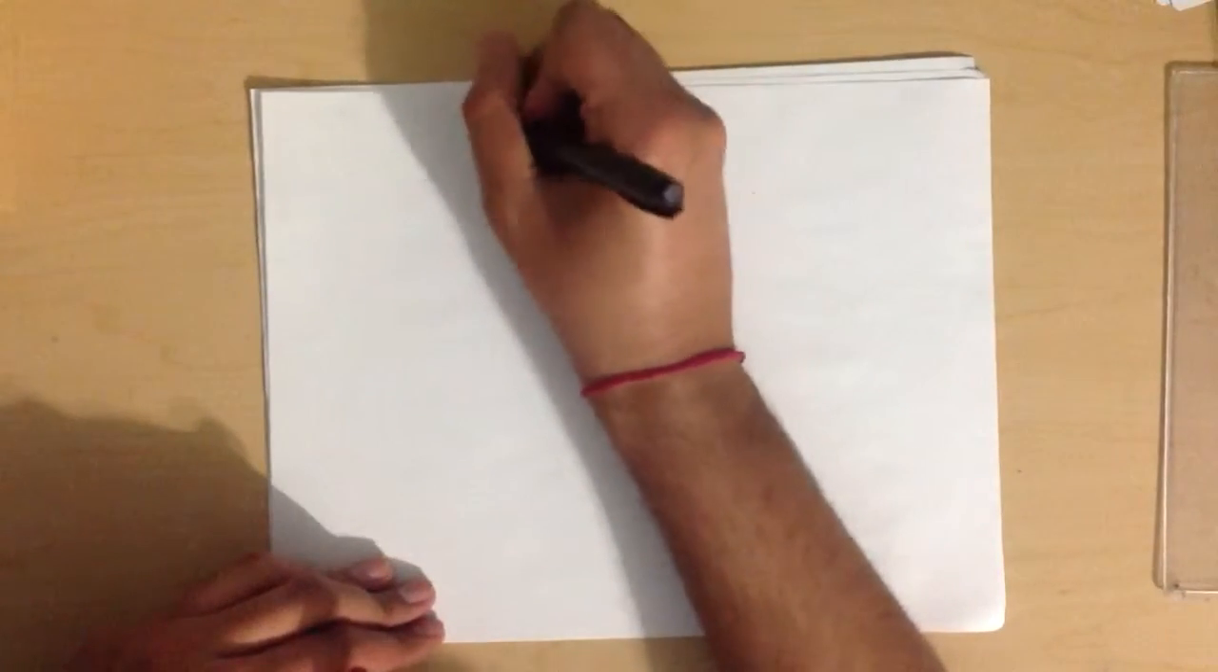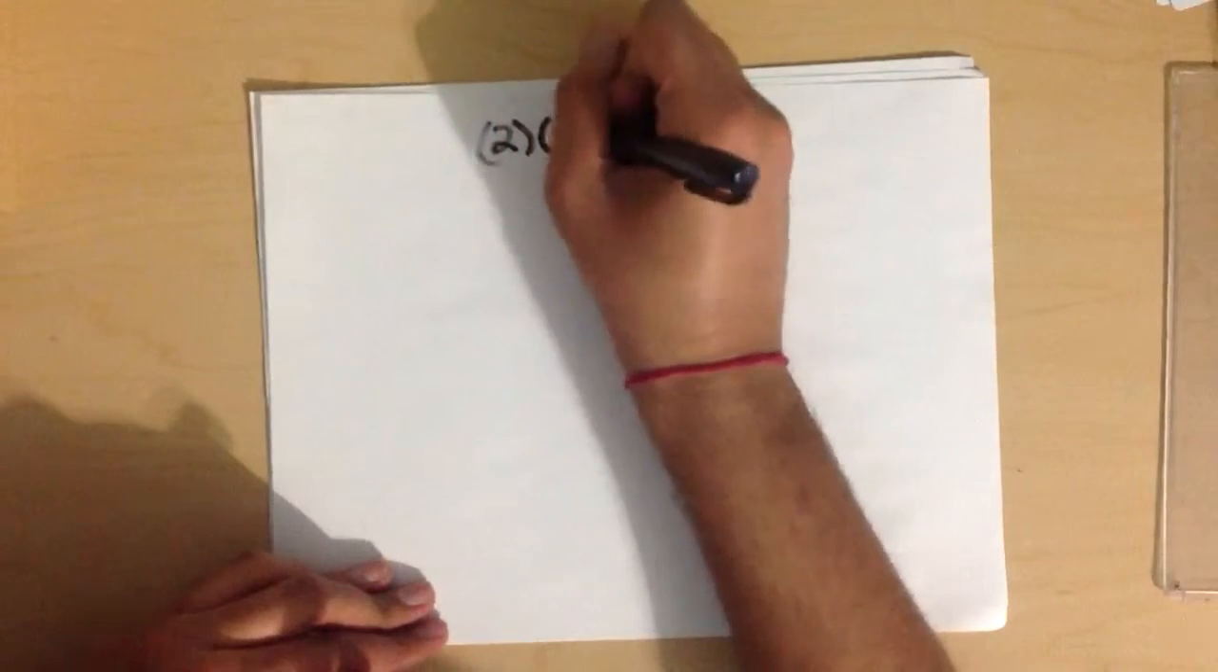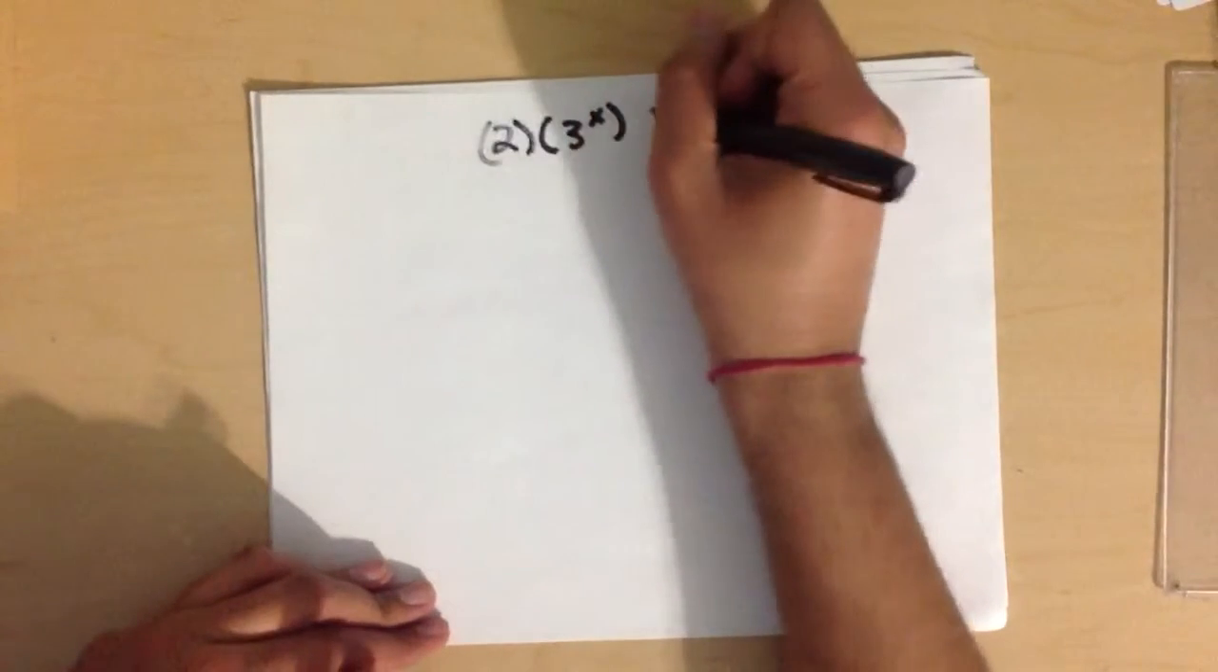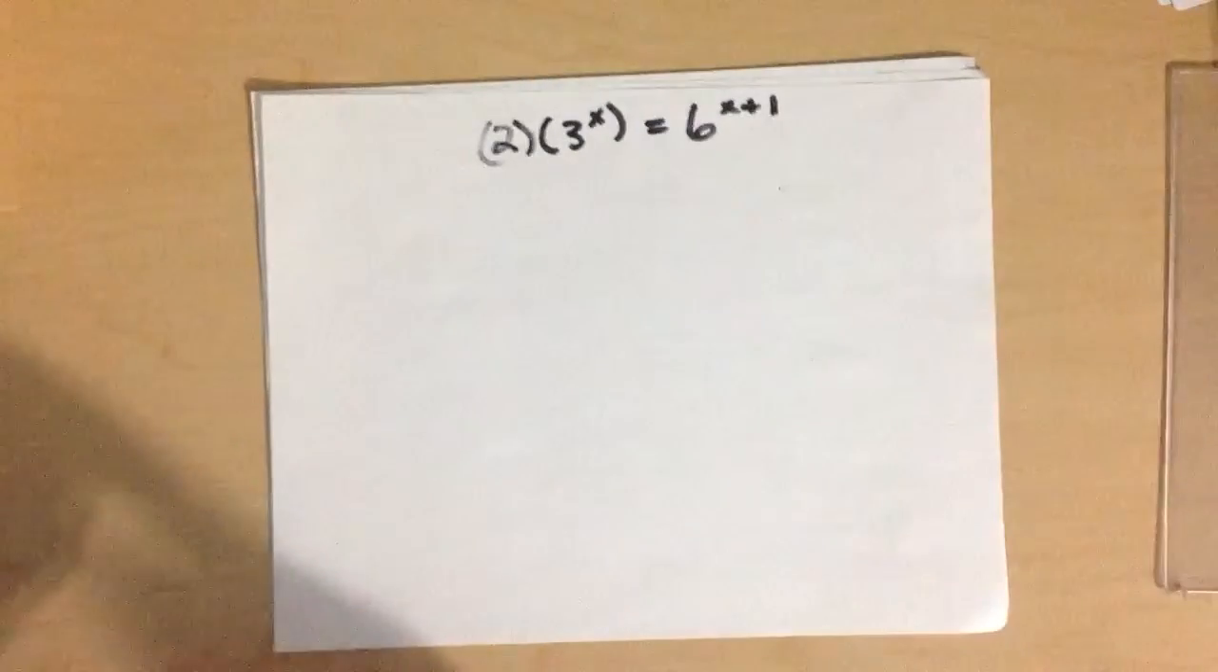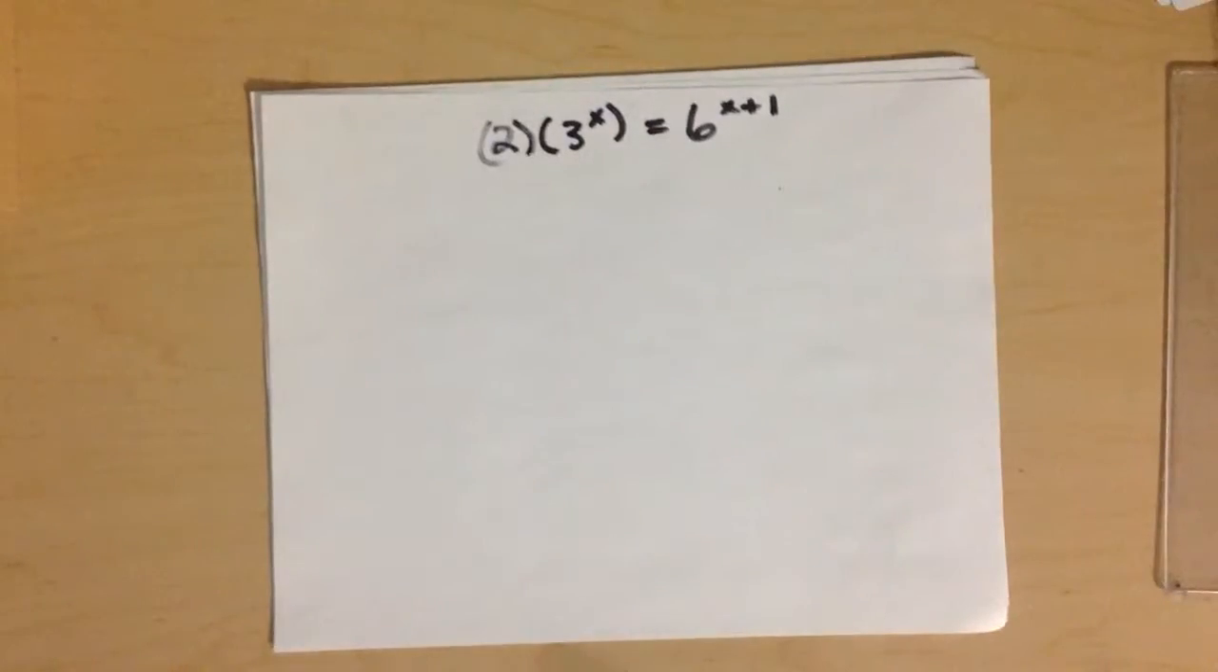So the new question right now that we're going to be doing is, now they're going to get a little bit tougher, so 2 times 3 to the x is going to be equal to 6 to the x plus 1. Now that is our new question. And they do get trickier, but they have the simple method, and if you do it step by step, you'll be getting 100% on these questions.